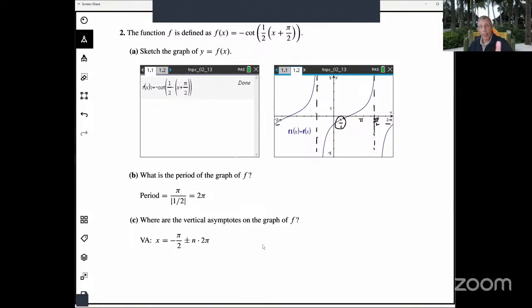And again, I think I can get that by looking at the graph, and I think I can also get that by using simply the formula for the period, which is pi divided by the absolute value of this coefficient out in front, which is 1/2.